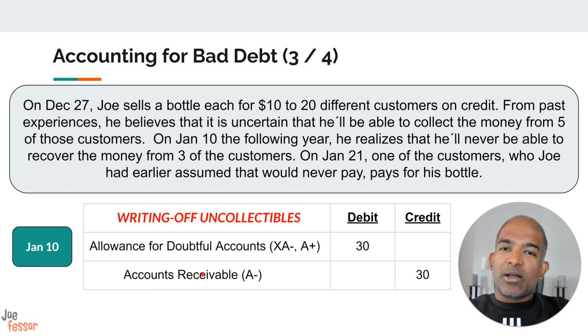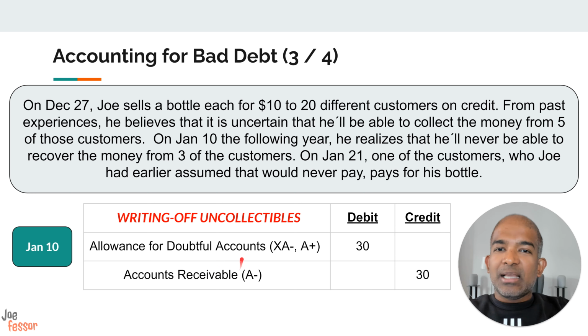Okay, so now we remove that $30 from the estimated allowance account and we directly remove it from the accounts receivable. So you would debit the allowance account for $30, and you would credit the accounts receivable account by $30. I would like you to pay attention to the accounts that are affected here. Accounts receivable goes down, allowance goes down. Both are under assets. One is an asset, one is a contra asset.